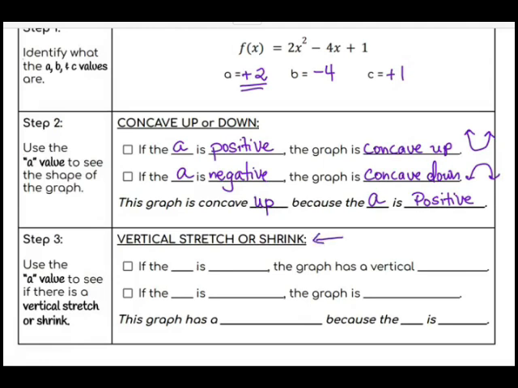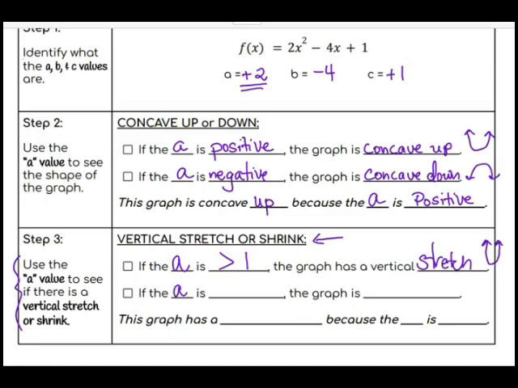Now let's take a look at whether we have a vertical stretch or shrink. We're going to use the a value to see if there's a vertical stretch or shrink. So now again, we're looking at the a value. If the a is greater than 1, the graph has a vertical stretch. That means it gets more narrow. It gets pulled. The y values have doubled or tripled.